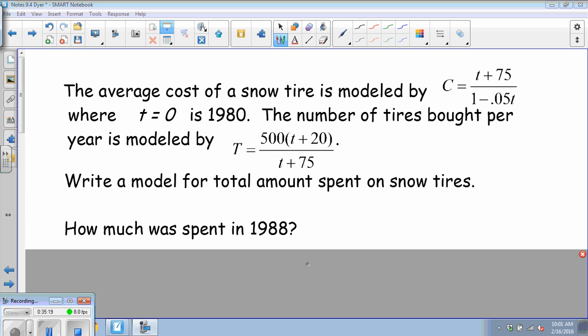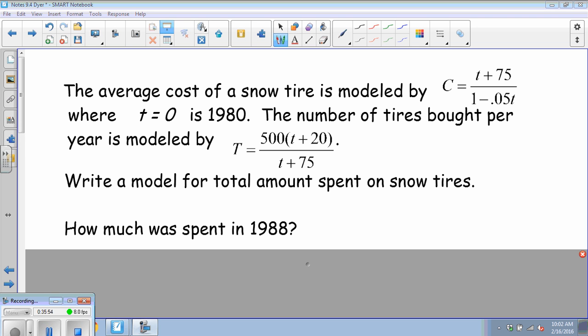Okay, this problem says the average cost of a snow tire is modeled by something. Okay, so let's put real numbers in it. The average cost is $10 for a snow tire, right? And then it says the number of tires bought is modeled by this. So let's say they bought 5 tires. And then they want to know, write a model for the total amount spent on the tires. So if the cost of the tire was $10 and they bought 5 tires, what would you do? You multiply, right? The cost of the tire times the number of tires they bought, right?